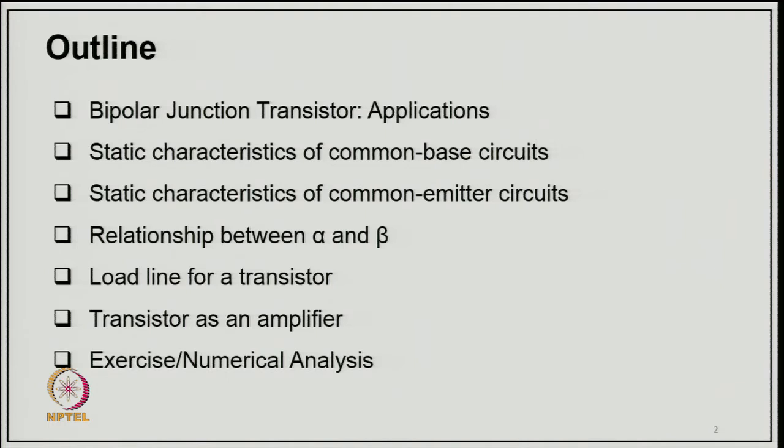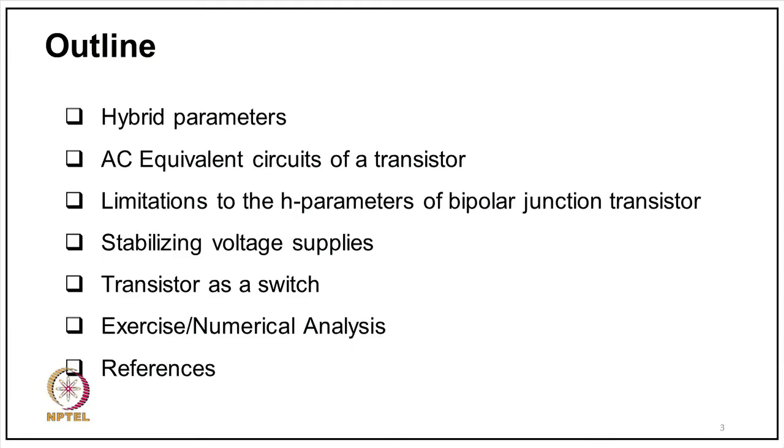and we will talk about the static characteristic of the common emitter circuit, which is very usually used, and then we will have a relation between the two current gains, alpha and beta, which we discussed already last time. Then we will talk about load lines for AC as well as DC for the transistor, and then we would like to discuss the transistor as an amplifier, along with a numerical.